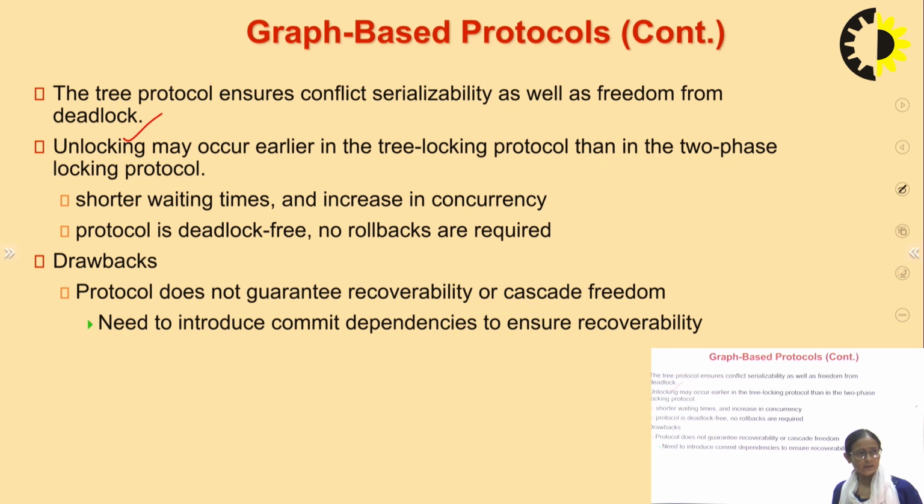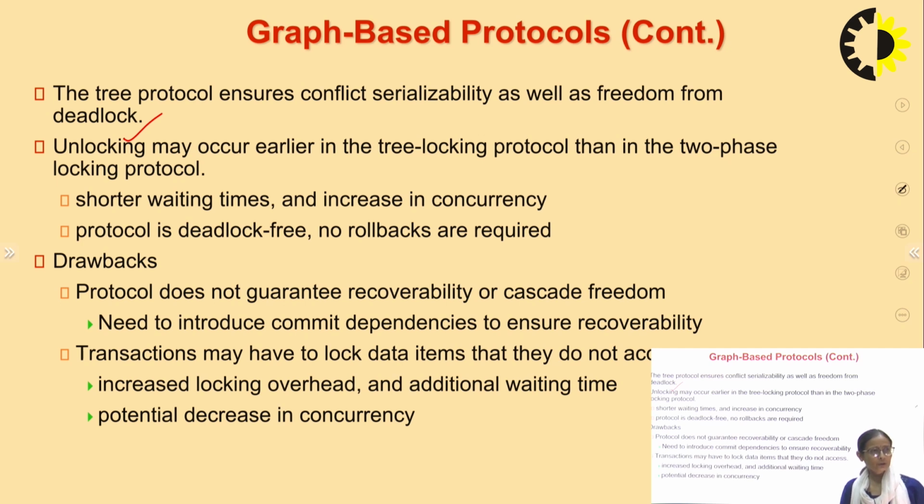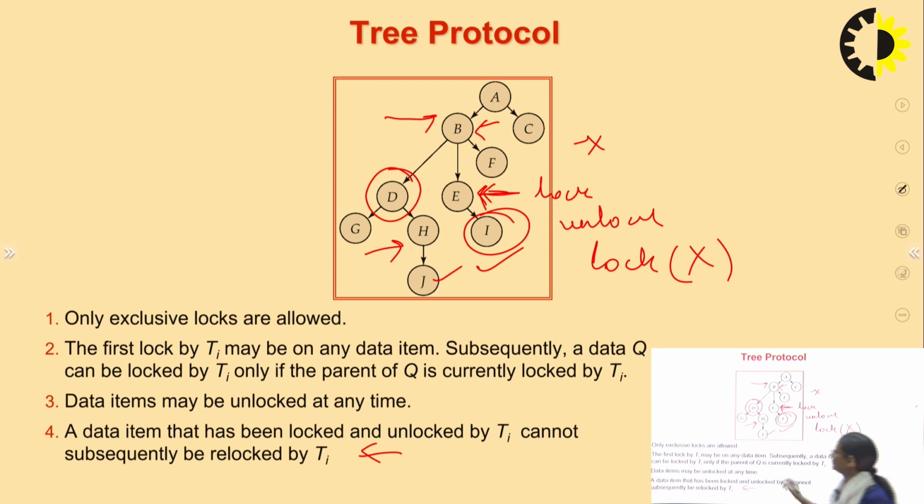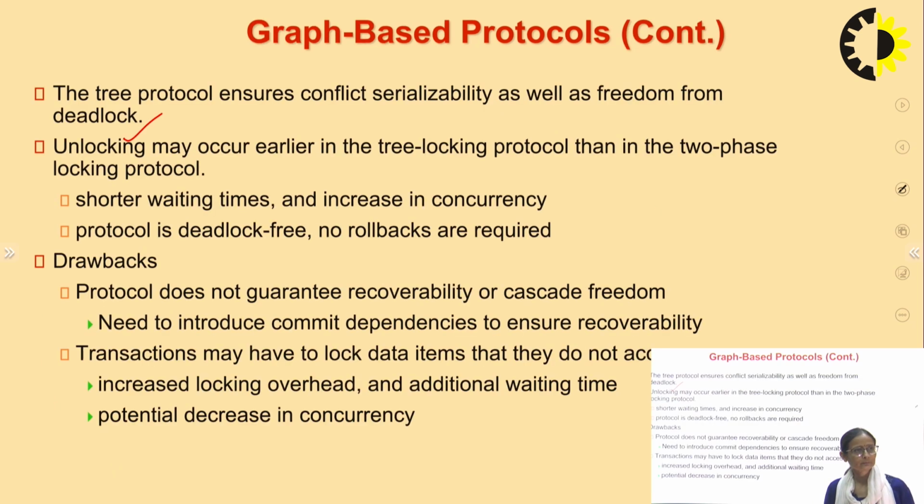But what is the problem? It does not guarantee recoverability or cascade freedom. We need to introduce commit dependencies to ensure recoverability. Also, transactions may have to lock the data items that they are not using. Earlier, we showed this with the help of an example. Here, I am not using data item D, but still I need to lock it. So due to this, locking overhead is increasing, additional waiting time is increasing, and it is leading to low concurrency.